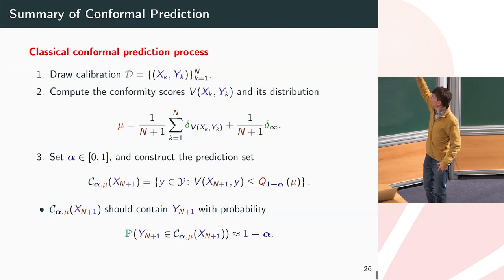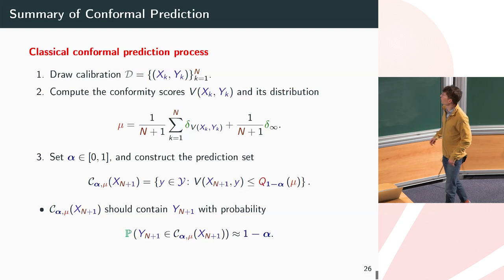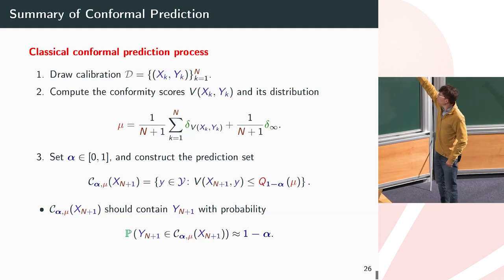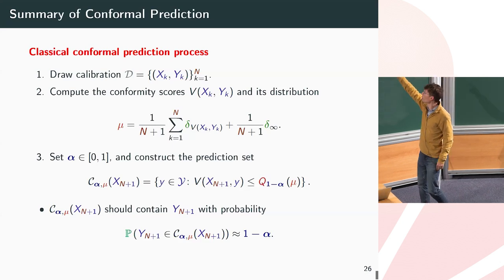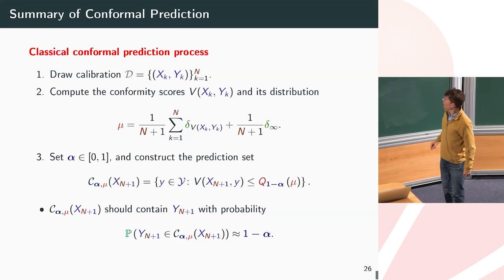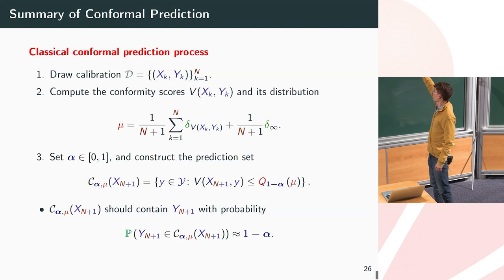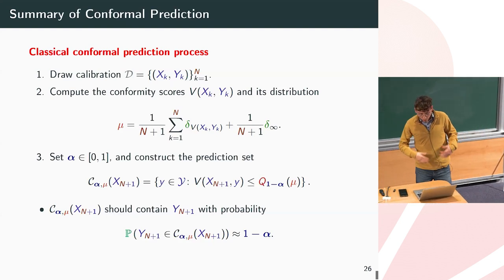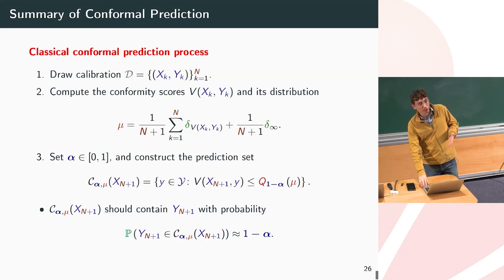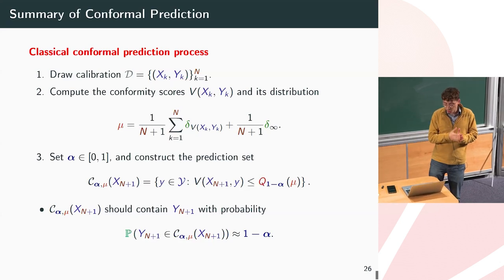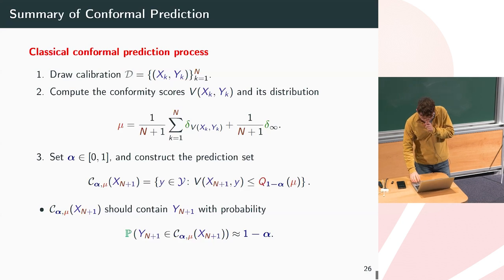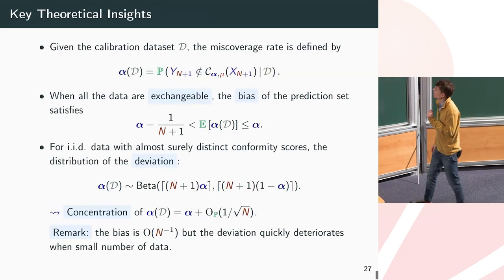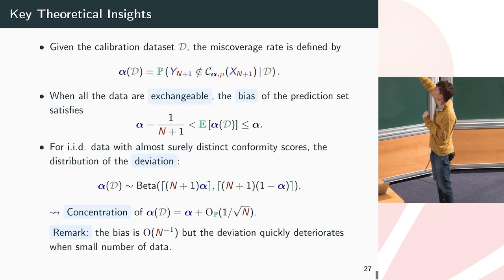To recall, we have the calibration data set, which is still D with n data points. Then we construct the distribution of the conformity scores, which is denoted nu. And the prediction set is every label such that the score is below the quantile. And then we saw that almost 1 minus alpha percent of the time, we have the true output that belongs to our prediction set. And so in this part, we will go further and we will study the conditional coverage.